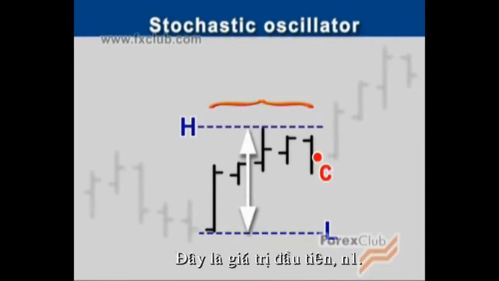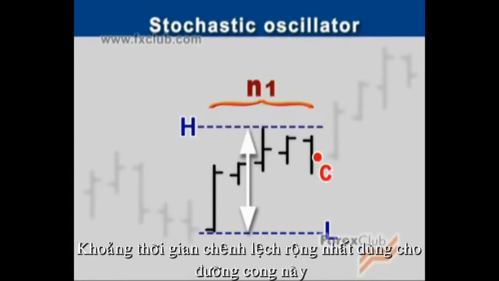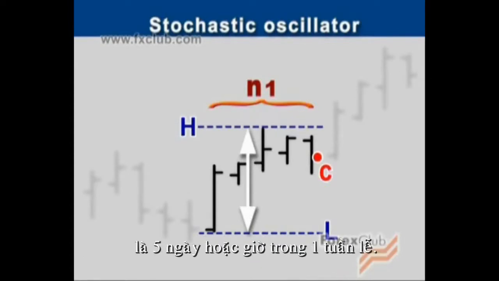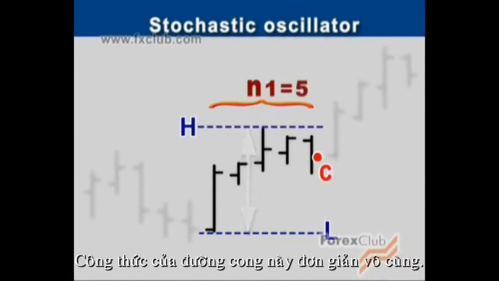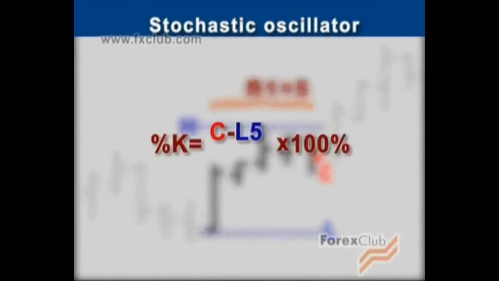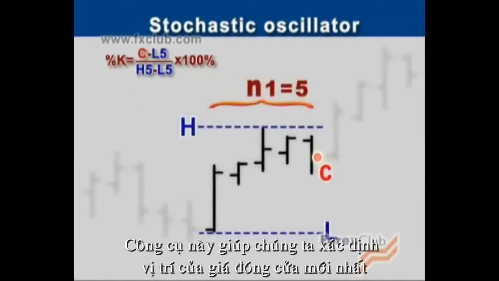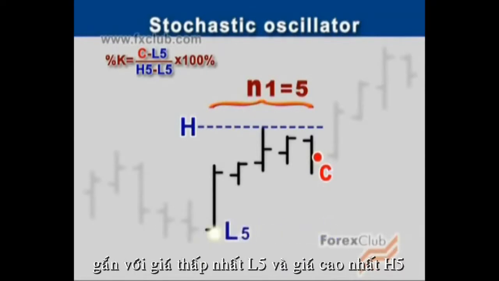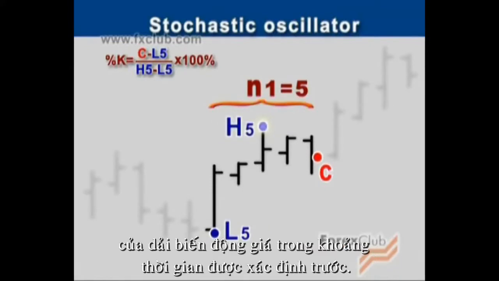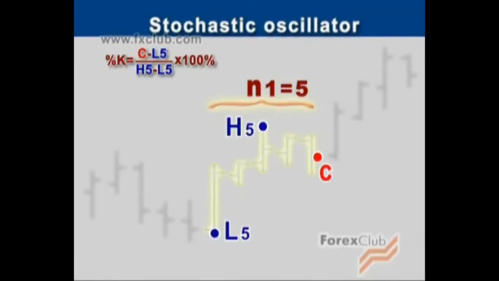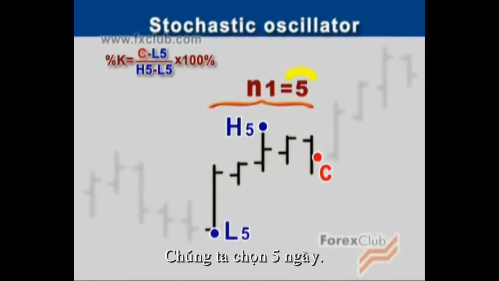This is the indicator's first value, N1. The most widespread period used for this curve is 5 days, or hours or weeks. The formula of this curve is strikingly simple. Here it is. It helps determine the position of the last closing price in relation to the lowest price L5 and the highest price H5 of the range for a selected period of time. We've chosen 5 days.